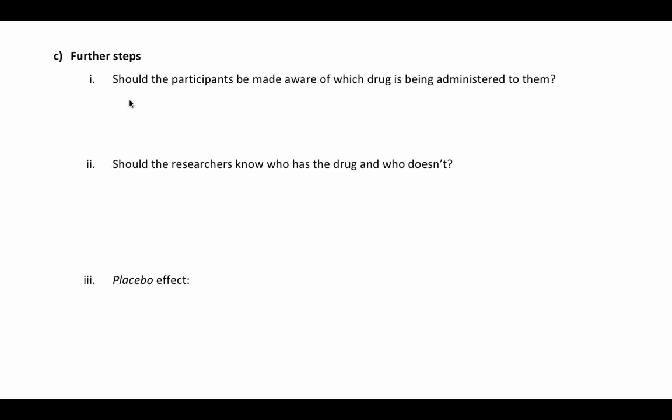Part C of this is further steps, and we've kind of talked about this a little bit. Should the participants be made aware of which drug is being administered to them? And the short answer is no, they definitely should not, because knowing that you're getting the new drug may impact the results. It's called the placebo effect, and we're going to look at that in part 3. But knowing that you have or haven't got the drug might change your approach. It might change the way you feel about being in the project, might just change your motivation.